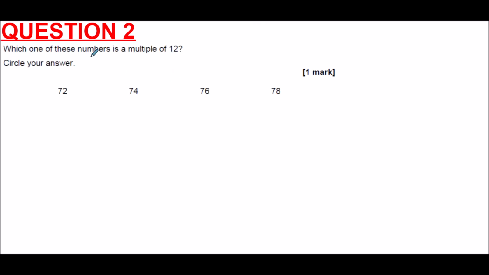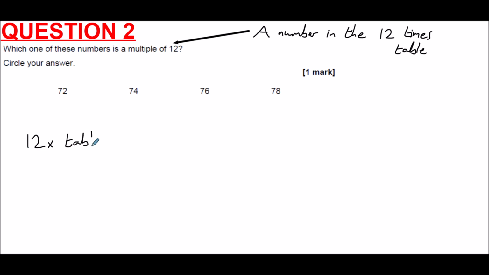Question 2, which of these numbers is a multiple of 12? Now, a multiple of 12 just really means a number in the 12 times table. So, if we just consider the 12 times table for a second, we can then see which one of these numbers pops up in it. The first one is 12. 12 times 2 is 24. Add another 12 is 36. 48. Add another 12, we'd get 60. Add another 12, we'd get 72. Add another 12, we'd get 84. But now we've gone bigger than any of these numbers, so we don't need to go any further.